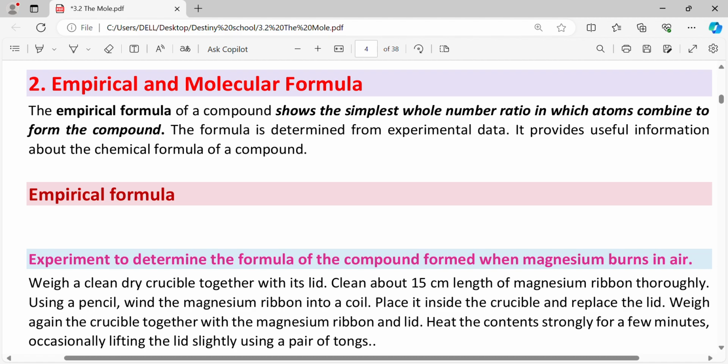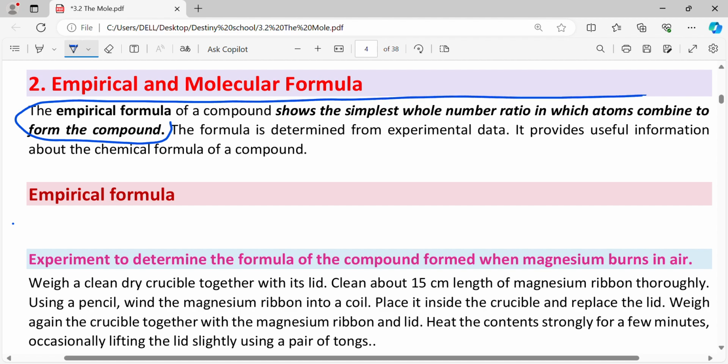Let's go to something called empirical and molecular formula. The first thing is to know what is empirical formula. In exams, they normally ask what is empirical formula. And the definition, I've just circled it in blue ink. So what is empirical formula?